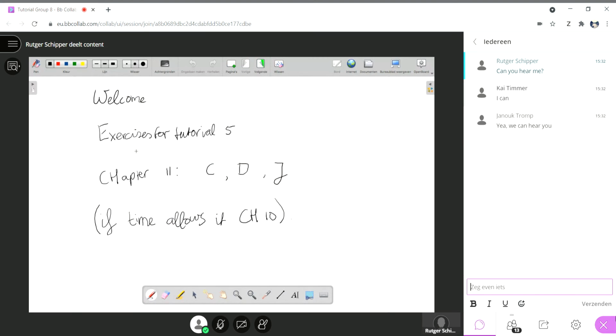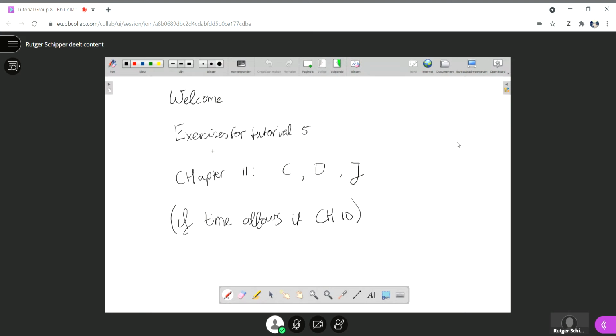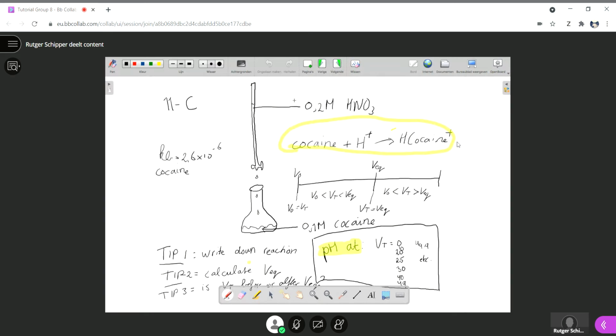I drew up schematically the first exercise, which is exercise C, 11C. And what they ask of us is to calculate the pH at different points of the titration. So they asked when the volume added is 0, 10, 20, 25, 30, 40, 49, etc. in volumes of titrant that we add to the system.